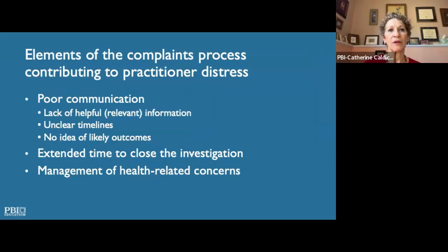This is also from the preceding article. Elements of the complaints process that contribute to practitioner distress include poor communication. So, for example, lack of helpful or relevant information, unclear timelines, no idea of likely outcomes, the extended time to even close an investigation, and then the management of health-related concerns. The health-related concerns are most commonly mental health issues or substance use disorders. And the study found that there was not a systematic approach to identifying, prioritizing, and managing the unique risks of these practitioners. And so this might be something for you to reflect on about your own processes.